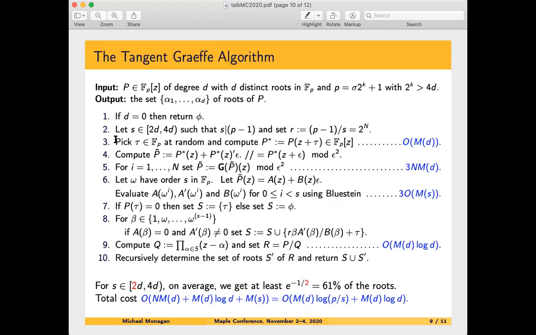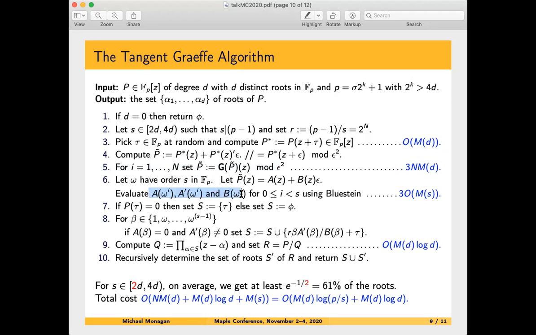There are several main steps. There's the step where we pick the random shift and compute the shift. That I learned can be done fast using 1 multiplication of size d. There's the main tangent Graeffe loop, which composes n times. It applies the Graeffe transform n times, and it's the perturbed transform. So each time costs 3 multiplications, so there's 3n multiplications there.